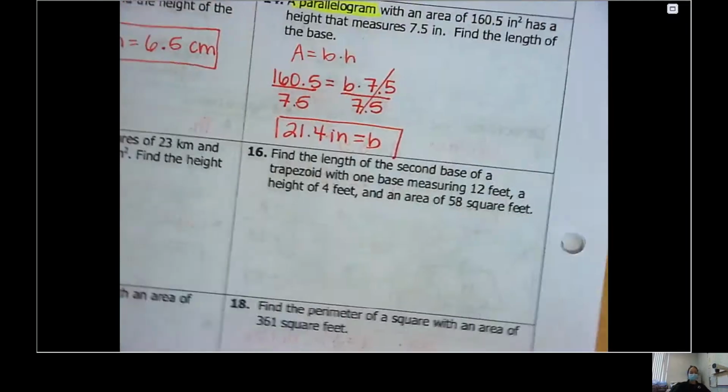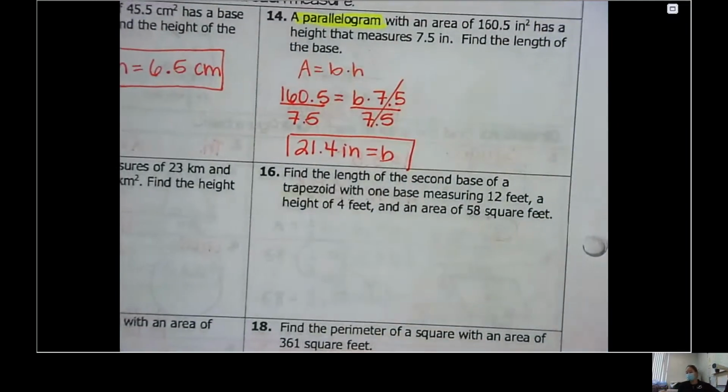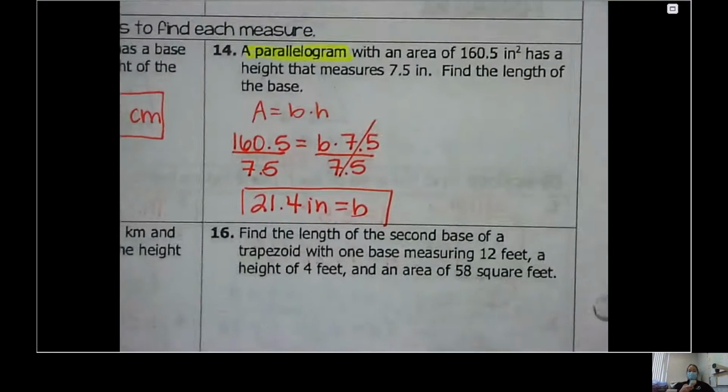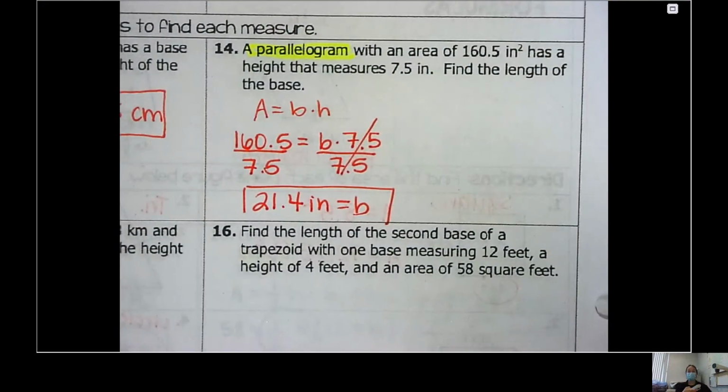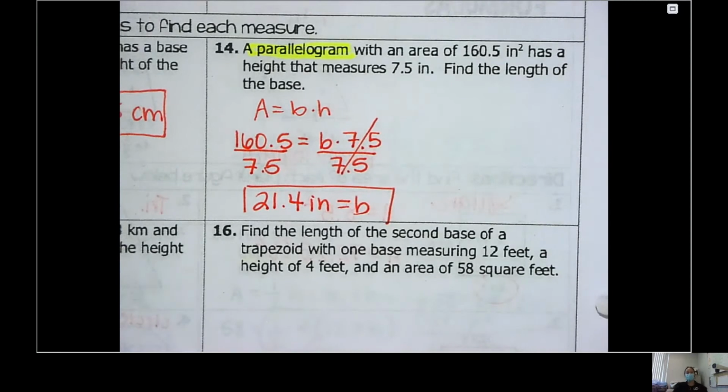All right, do we need another moment? Or are we ready? Good. Easy peasy, right? What'd you get for your base? 21.4 inches. Beautiful. So we plugged in 160.5 for our area. I do not know my base. I knew my height was 7.5, and it was just one step yet to be by itself. I just had to divide by 7.5 on both sides. I got my final answer of 21.4 inches.